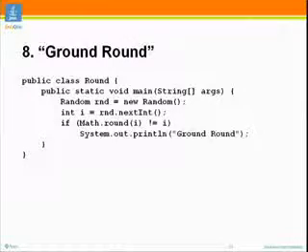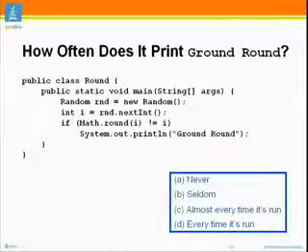Let's see if that's an option. The options are never, seldom, almost every time it's run, and every time it's run. So what do you think? Does this program never print ground round? That would be choice A. Are we ready to vote? I think we're ready to vote. We'll give them a moment.